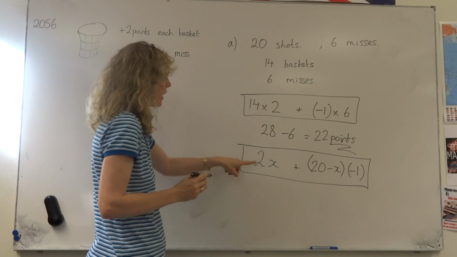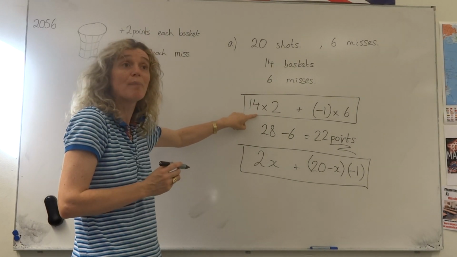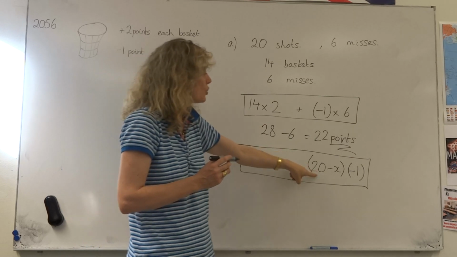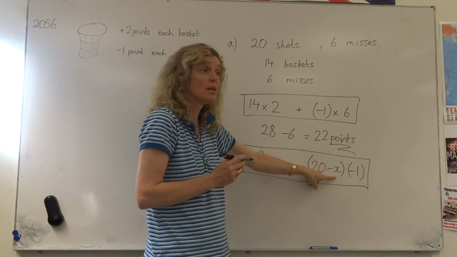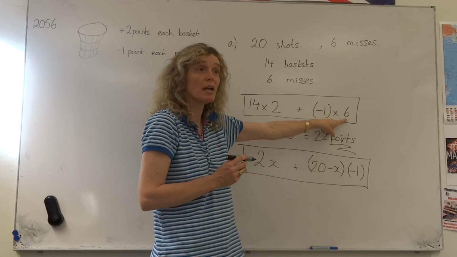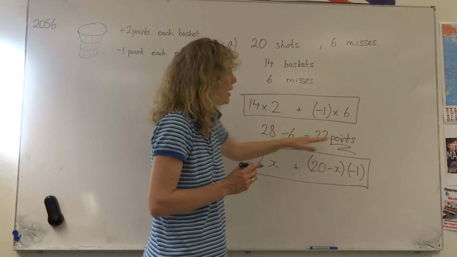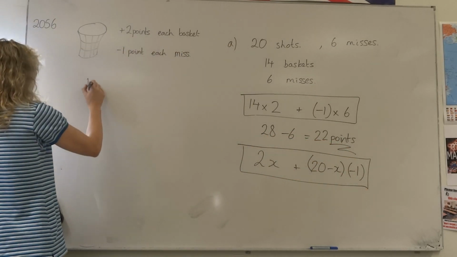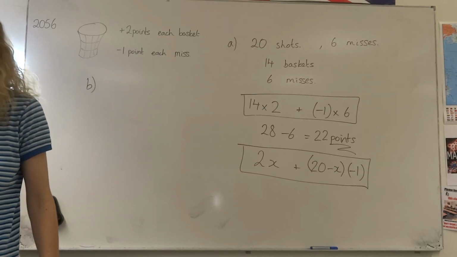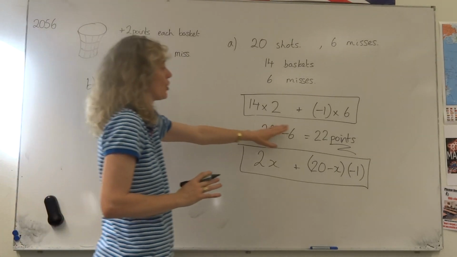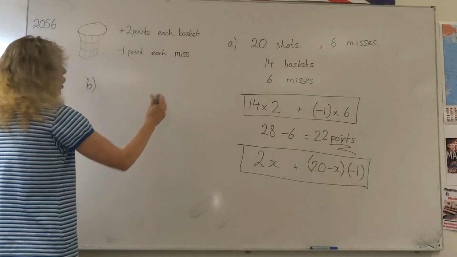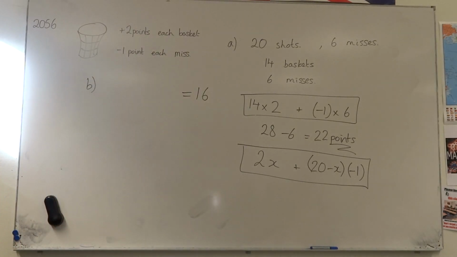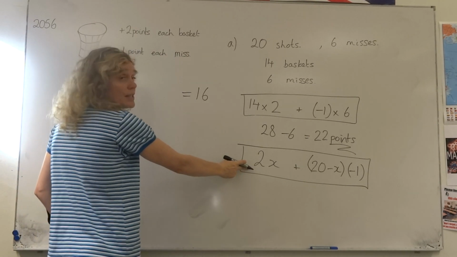That's actually what we're doing. 2 times 14, where the number of baskets is 14. If she gets 14 baskets, she must get 20 minus 14 misses, which is 6, which is what she's getting here. So it's this step of representing this as an equation that is the key to being able to work out B. The question in B says you don't know how many hits and misses she got, but you do know that her overall points was 16, was it? Yep. So you have to put this equation in.